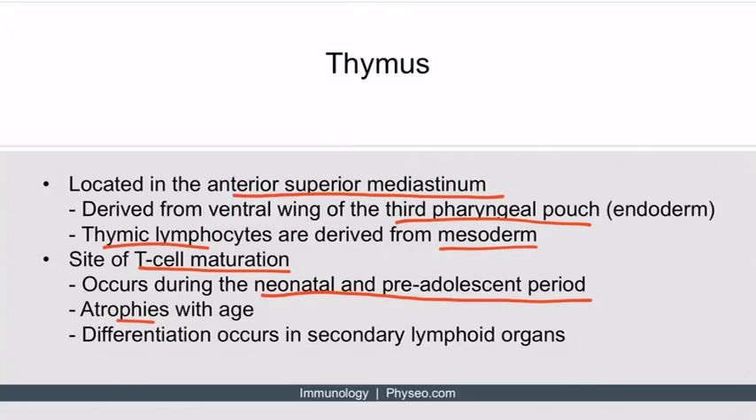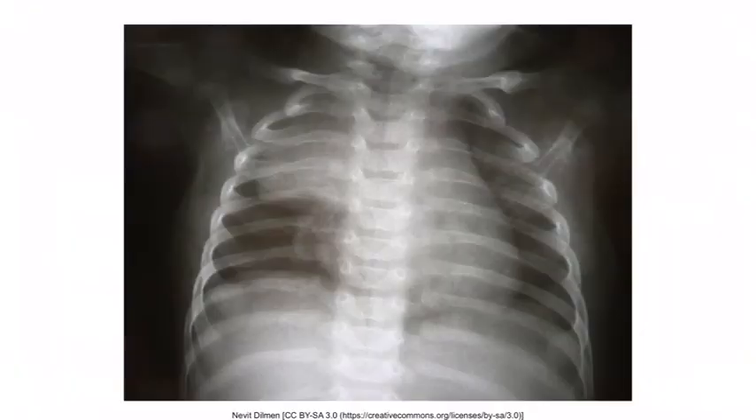However, your T cells continue to differentiate in secondary lymphoid organs when needed to fight infection. So differentiation occurs in secondary lymphoid organs. Here's a chest X-ray of a neonate. You can see a prominent region right here, which is the thymus. This is a pretty classic image and has what's known as the characteristic sail sign. If you outline the edge of the thymus like this, you can see that it kind of resembles the sail of a boat.